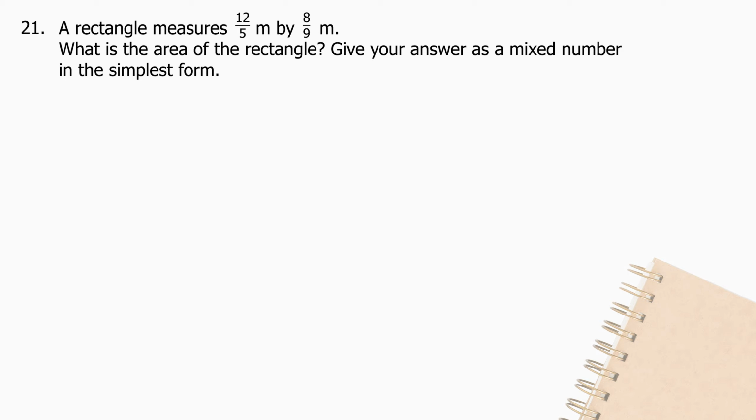Question 21. A rectangle measures 12 over 5 meters by 8/9 of a meter. What is the area of the rectangle? Give your answer as a mixed number in the simplest form.